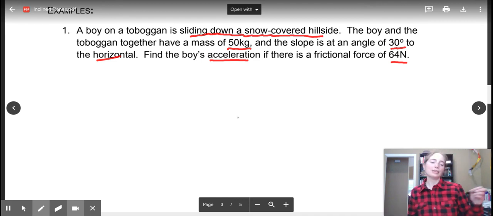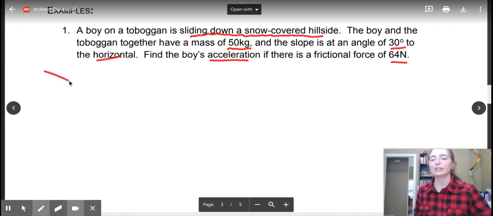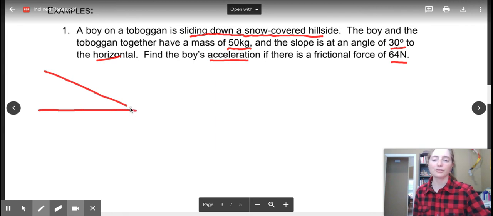Okay, so ladies and gentlemen, as always, our first thing we're going to do is draw a free body diagram. You're going to love free body diagrams by the time we're done with this. They're awesome. Okay, so we are going to have a slope. There's the horizontal, there's the ground. And here is the boy on a toboggan. And he's going to be sliding down the hill. So his motion is going to be that way.